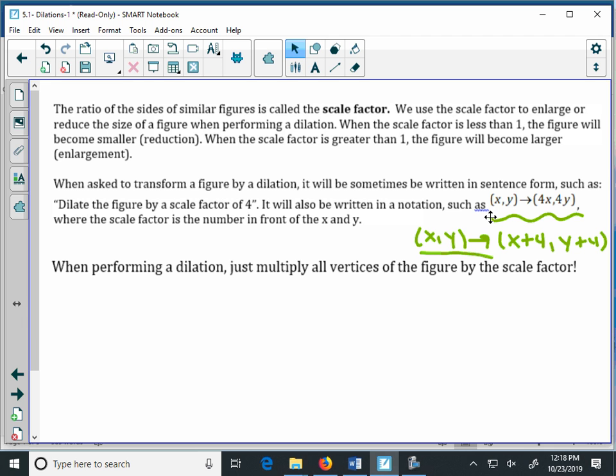With scale factor, when it's written in this algebraic form, it's just the number that's in front of the x and the y. Okay? When you perform a dilation, all you're doing is just multiplying the x and y values by the scale factor. Okay, so you're multiplying all the x values by 4. In that example, you're multiplying all the y values by 4. Questions over that?